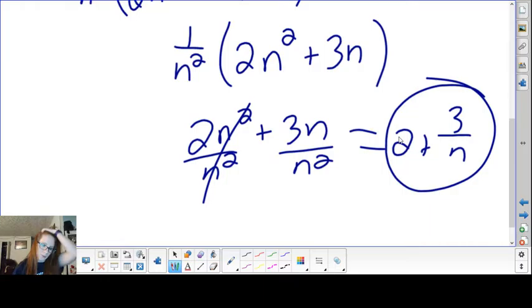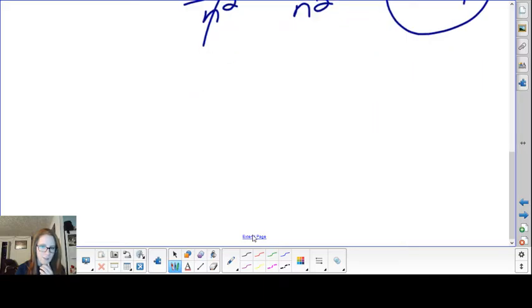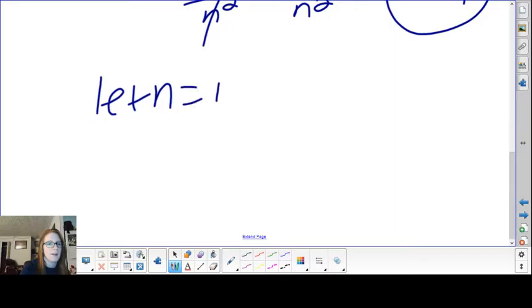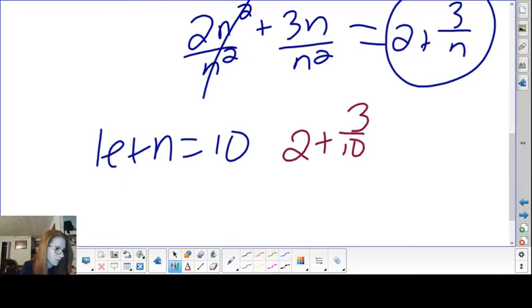And the reason we like doing this formula is because it allows me to find the summation of values up until then. So for example, if I let n equal 10, it will find the summation of my values from 1 to 10 by just plugging in n in this last stage. So that'll be 2 plus 3 over 10. And in my handy dandy calculator, I have 2 plus 3 divided by 10, which gives me 2.3.